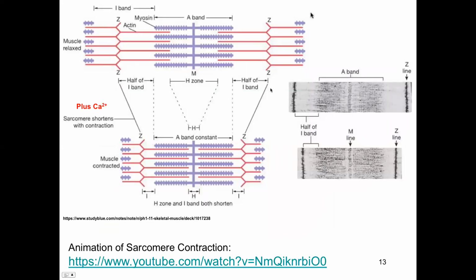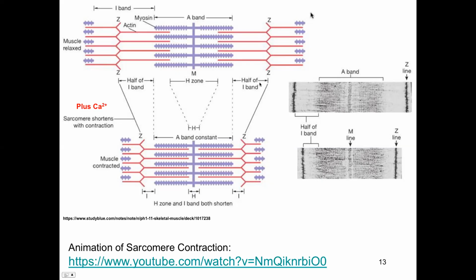So then with the addition of calcium, all right, we have a relaxed sarcomere and then a contracted sarcomere. All right. So the ingredient here is calcium, and this then allows for this to happen. So when you have a contracted sarcomere, notice that the H zone gets tighter when we do this, but the A band stays the same length, all right?